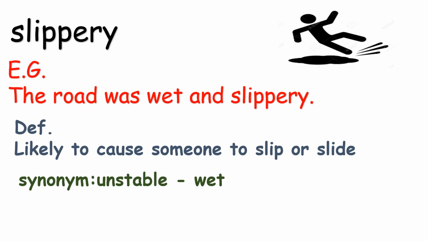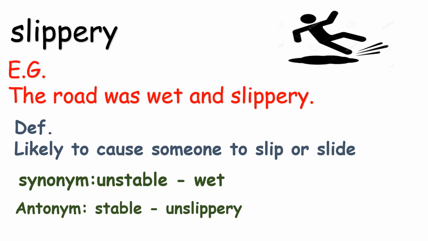The synonym of slippery is unstable or wet, and the antonym is stable or unslippery. We put the prefix un on. So slippery means to cause someone to slip or slide. That's why the synonym is unstable or wet, and the antonym is stable or unslippery.